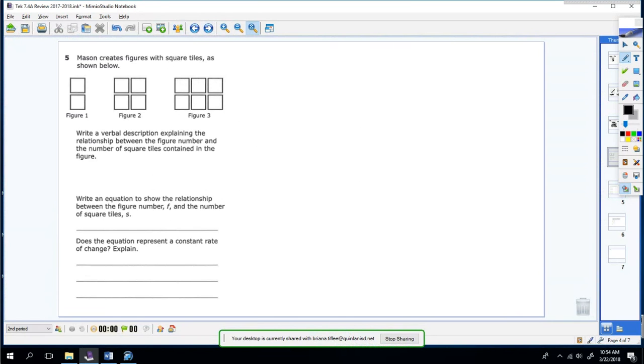Mason creates figures with square tiles as shown below. Write a verbal description explaining the relationship between the figure number and the number of square tiles contained in the figure. Well, it's increasing at a constant rate of 2. So you're going to say increasing constant rate of 2. So the equation would be S for the number of square tiles is equal to 2 times F. So does the equation represent a constant rate? Yes, that's exactly what we just said up here, because it's increasing at a rate of 2 per figure.